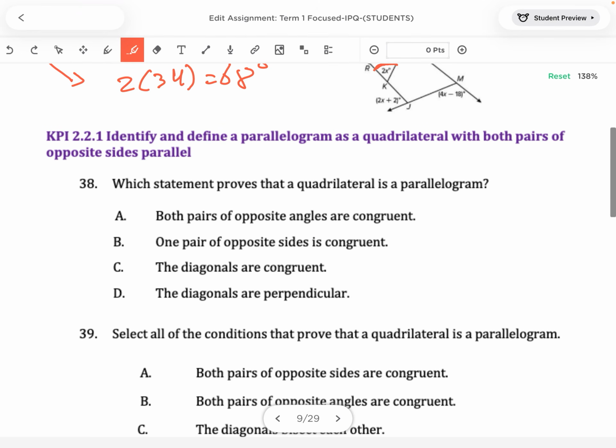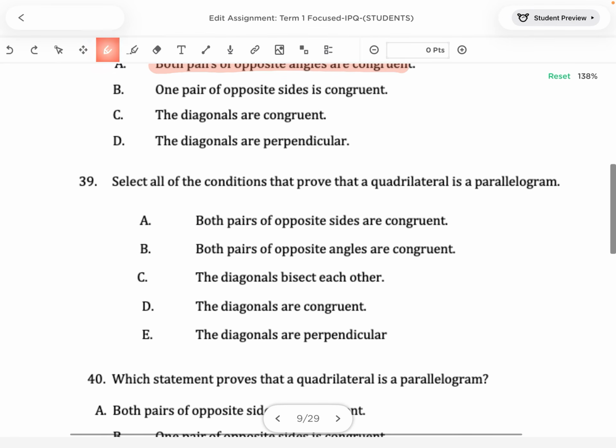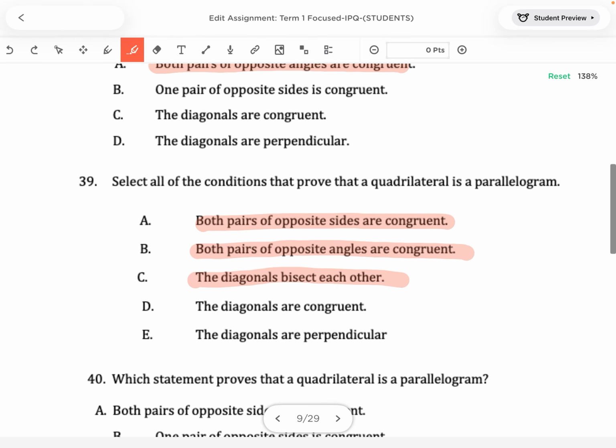Properties of parallelogram: both pairs of opposite angles are congruent. Select all. Both pairs of opposite angles are congruent. Diagonals bisect each other. These are the properties of the parallelogram. Next one is a repeated question, and this is the answer as well. Both pairs are congruent.